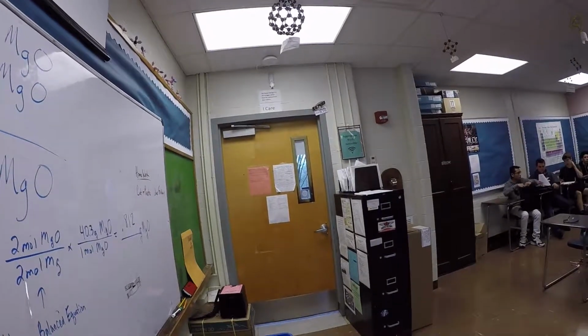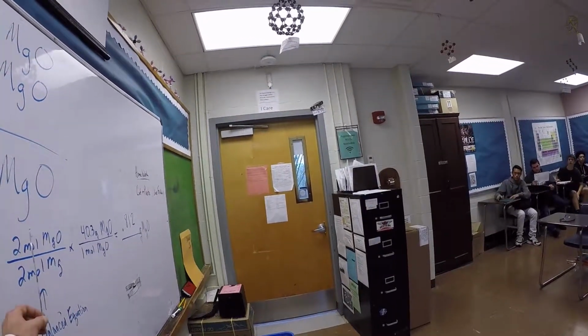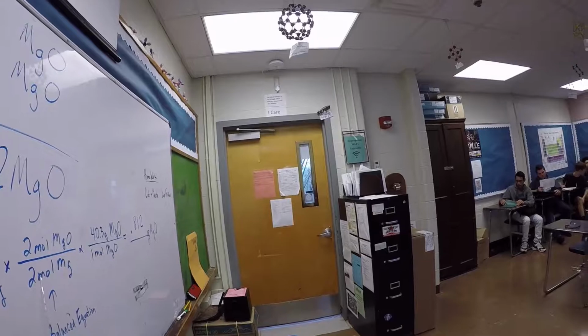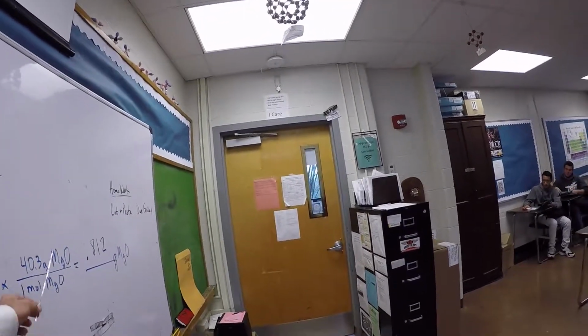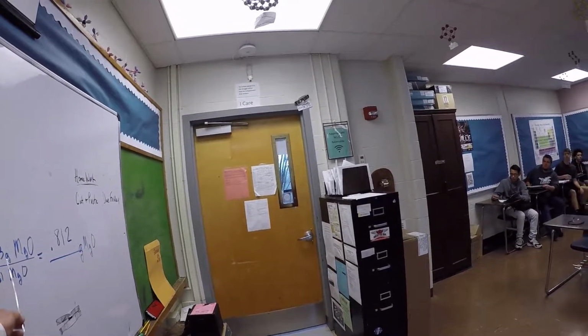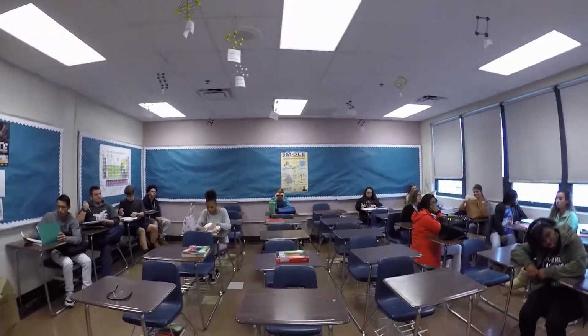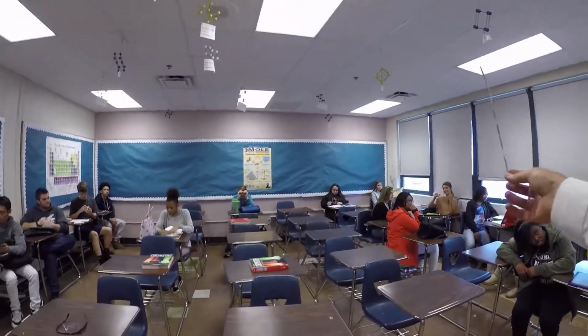Now this right here comes from your balanced equation. This allows me to convert from magnesium to the ash. Then I go back to the periodic table and I add magnesium 24 plus oxygen 16. Now the question is, Lily, will the ash weigh more or less than the metal?